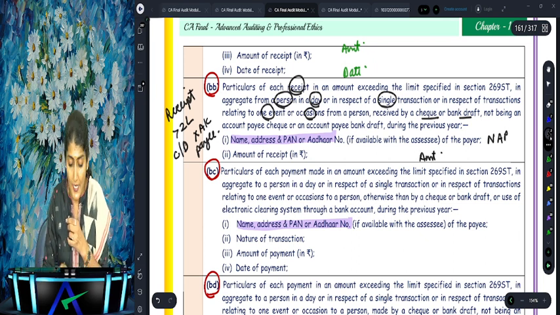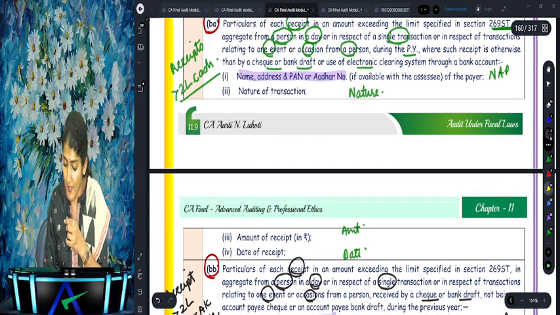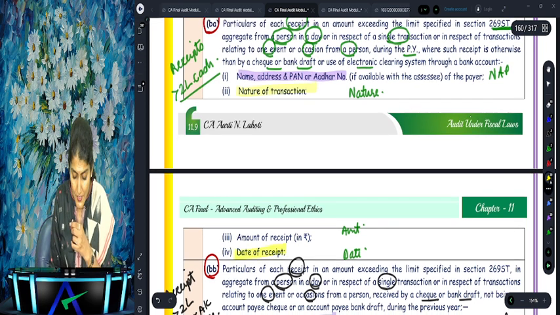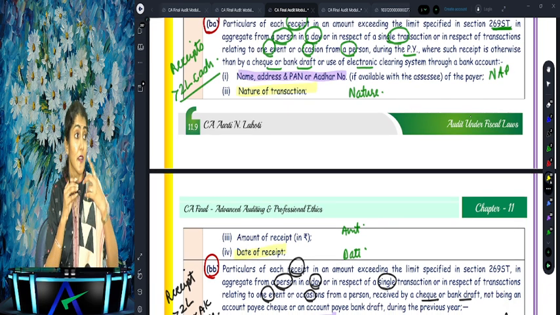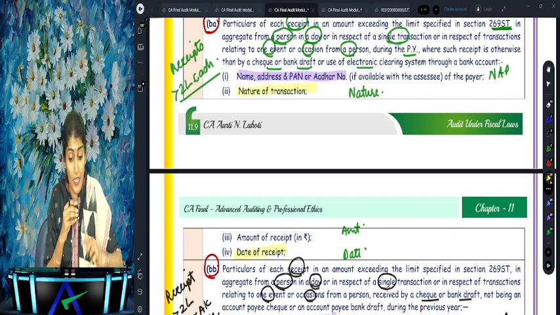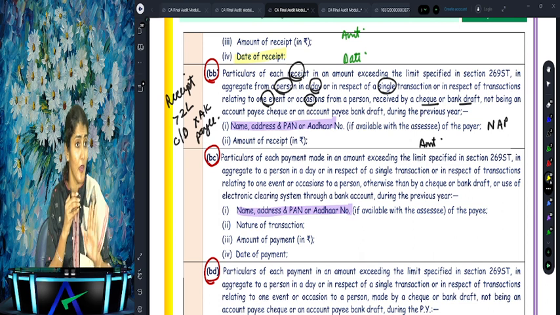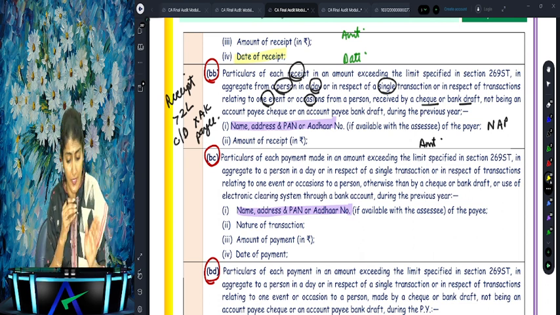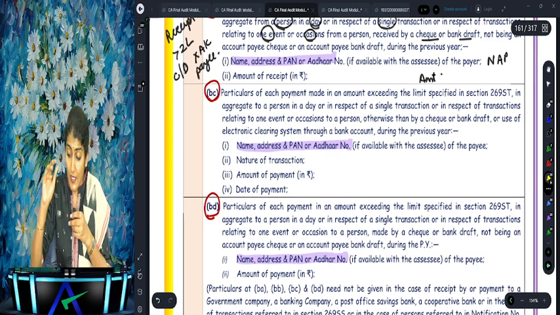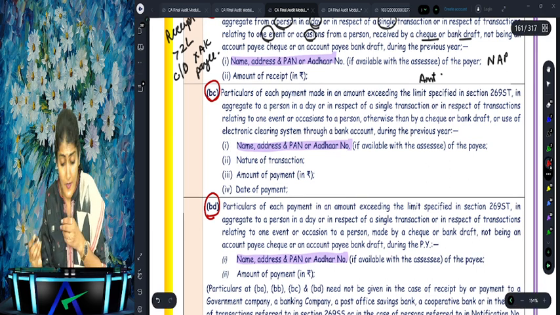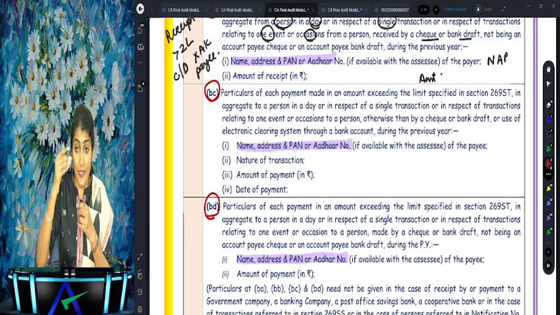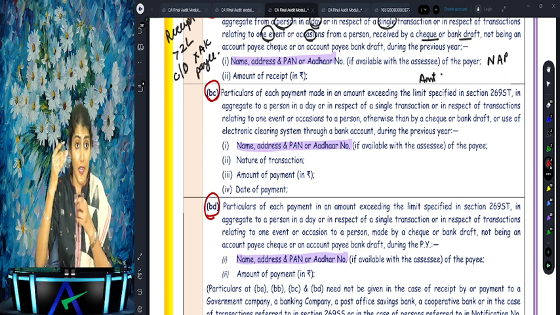When it is in cash, what additional details did they want over there? Nature of the transaction and the date of the receipt. But where it is by check or draft, which is other than account payee check or draft, they only want the NAP and the amount. They don't want the nature and the date. Are you understanding that? Right. 31BA and BB is regarding the receipts.